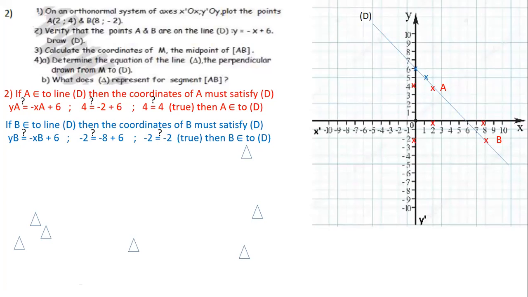What do we do to draw a line? We replace the x with 0 and the y with 0. No, no. I want to draw a line. From the slope.